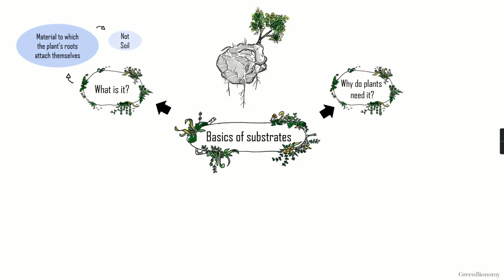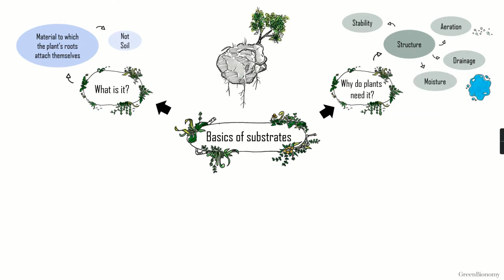So why do plants need a substrate? The first thing is it brings structure, right? And this structure has a lot of benefits. The first is stability, the most basic thing. But then this structure, depending on how it's set up, will affect the aeration as well as the drainage, and these two together affect the moisture levels around the roots, which is very important for plant health.